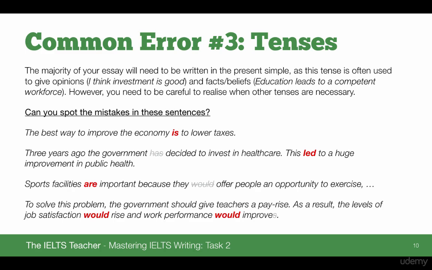Sports facilities are important because they offer people an opportunity to exercise. That's not some unlikely event in the future, it's something that is true today. To solve this problem, the government should give teachers a pay rise. As a result, the levels of job satisfaction would rise, and work performance would improve. Here, we don't want to use the present simple because we are looking at a future result, and therefore we need to use language which represents that future result. In this case, would.